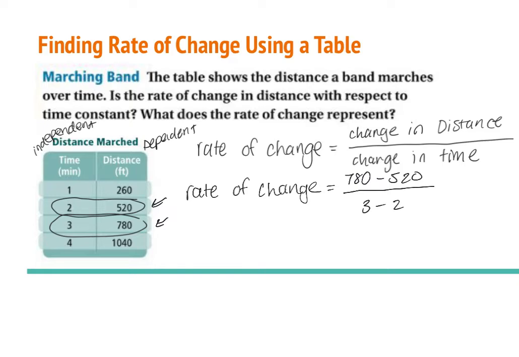Now, if I gave you numbers this large, I would allow you to use a calculator. So I'm going to use mine right now. 780 minus 520 is 260. And then what's 3 minus 2, guys? It's just 1, okay? So 260 divided by 1 is just 260. This is our rate of change. Our rate of change is 260.